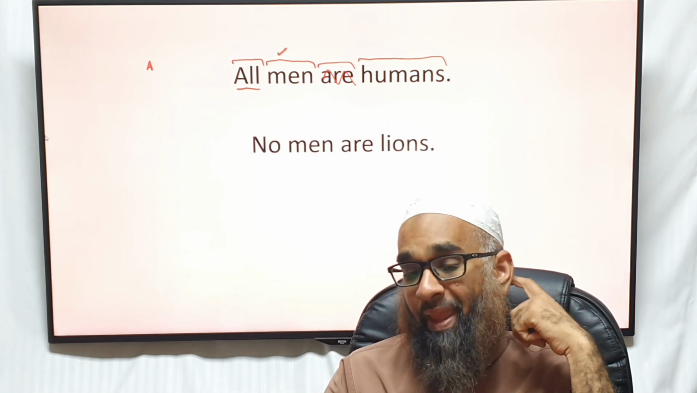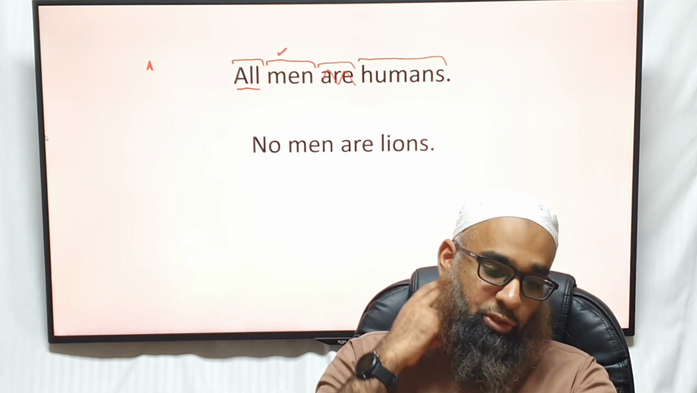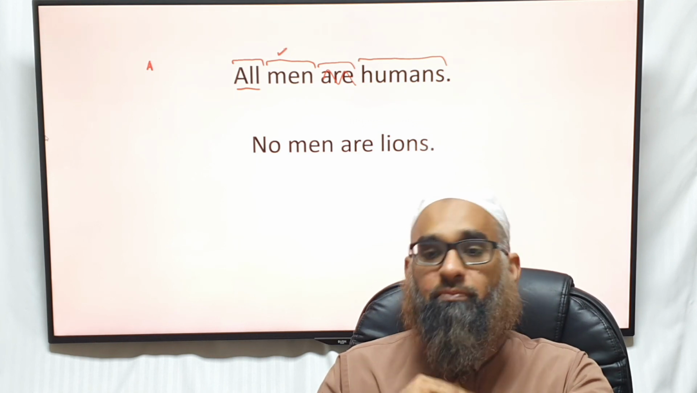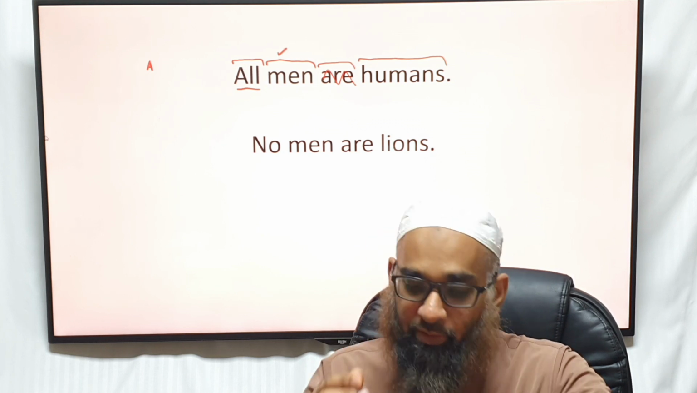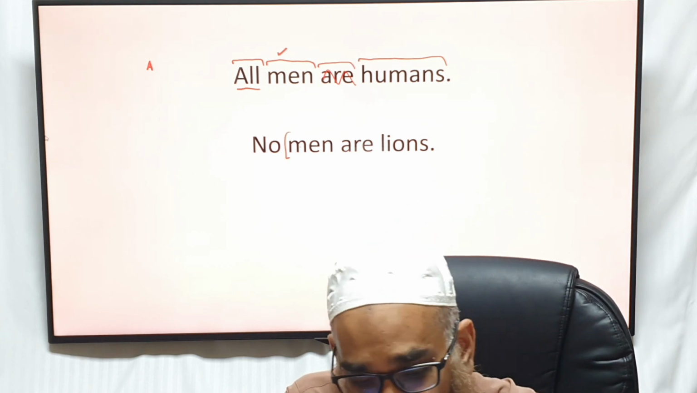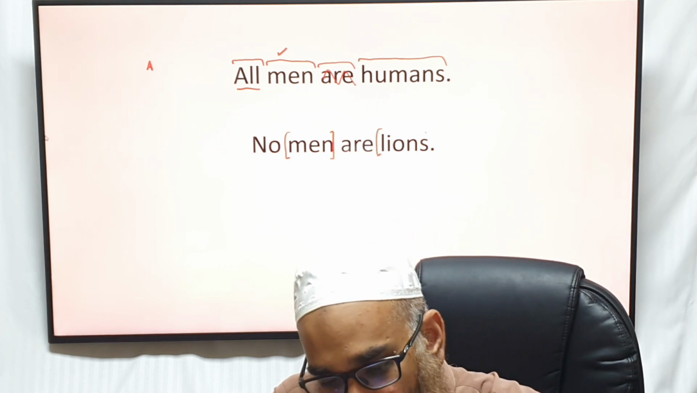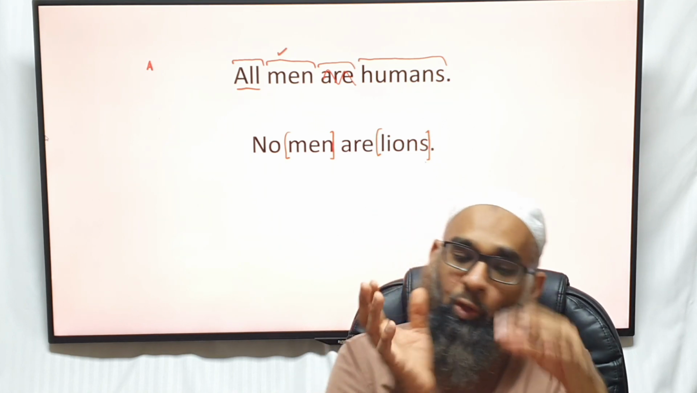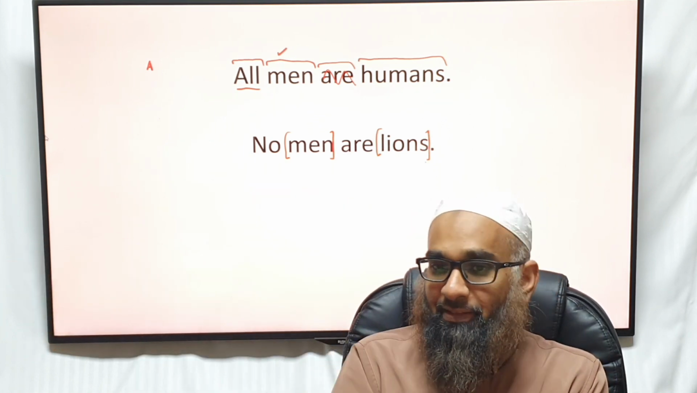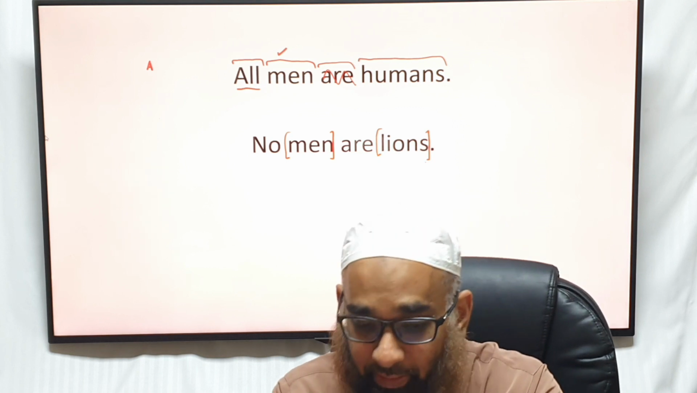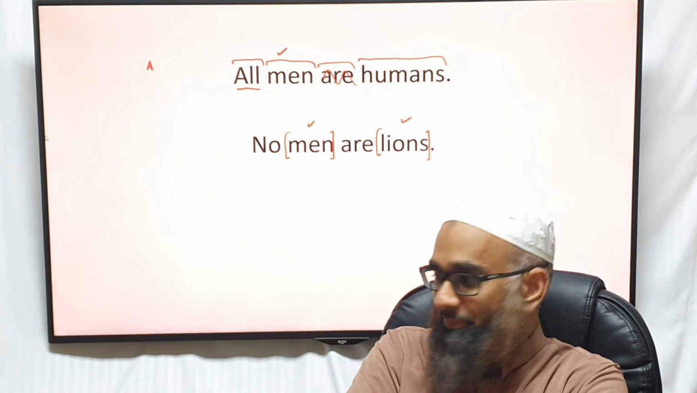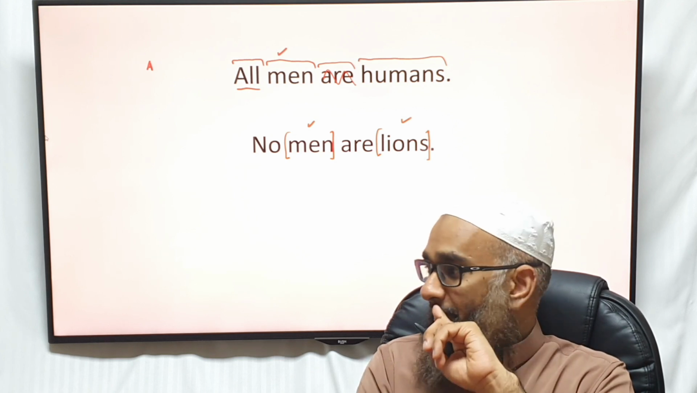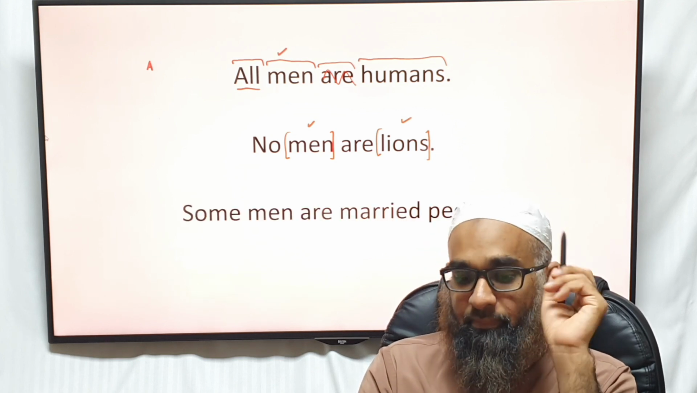When we have "no men are lions", what's distributed in here? Yeah, very good. We know about men and lions. Why? We know that no man is a lion, and we know that no lion is a man. So both are distributed. Did you cheat? No? Watching videos before? No? Good. Following? Okay.